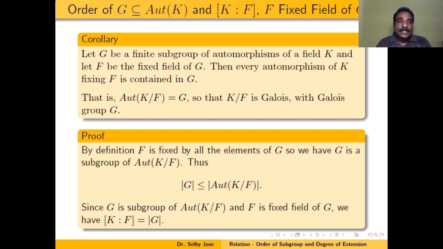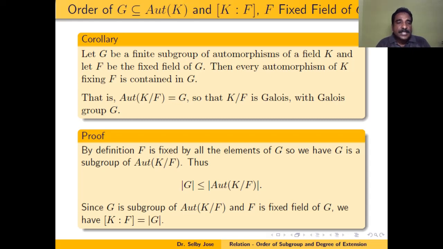So it is given that G is a finite group and it is a subgroup of the automorphism group of the field K, and F is the fixed field of G. Because F is the fixed field of the elements of G, and the automorphism group of K over F means the set of all automorphisms of K that fix F, and elements of G also fix F, therefore G is a subgroup of the automorphism group of K over F. Therefore the number of elements in G is less than or equal to the number of elements in the automorphism group of K over F.